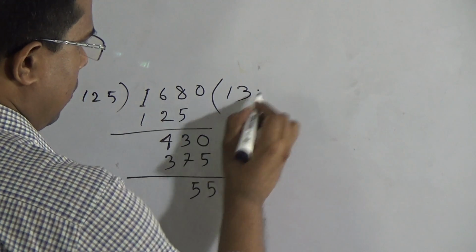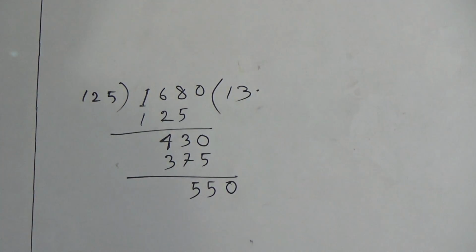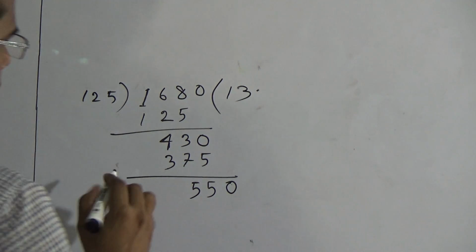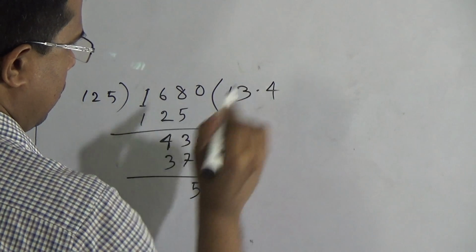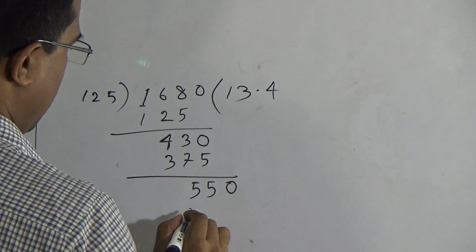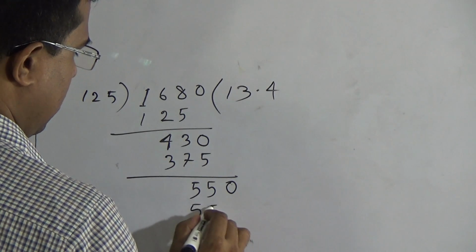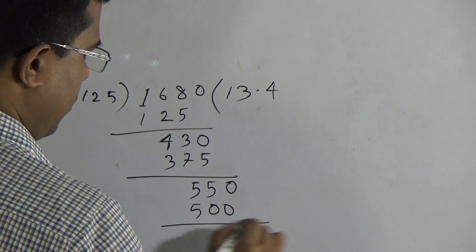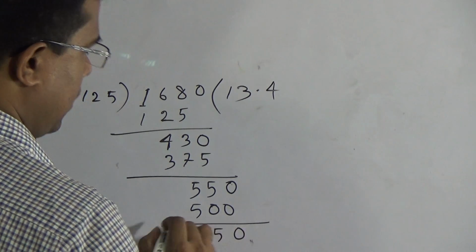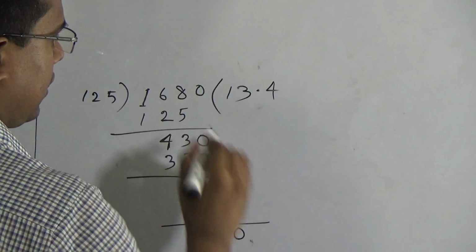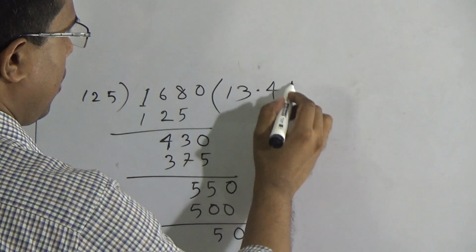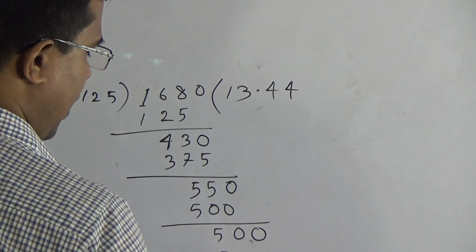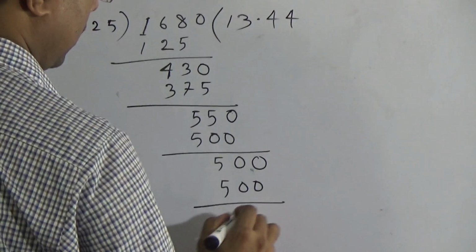Then in 550, how many times can we give 125? If we give 4 times, then it will be 500. 4 125s are 500. Then if we subtract, then it will be 50. Since the decimal point exists here, we can take 10 here. Now in 500 we can give 4 times, then it will be 500. 500 minus 500 is equal to 0.